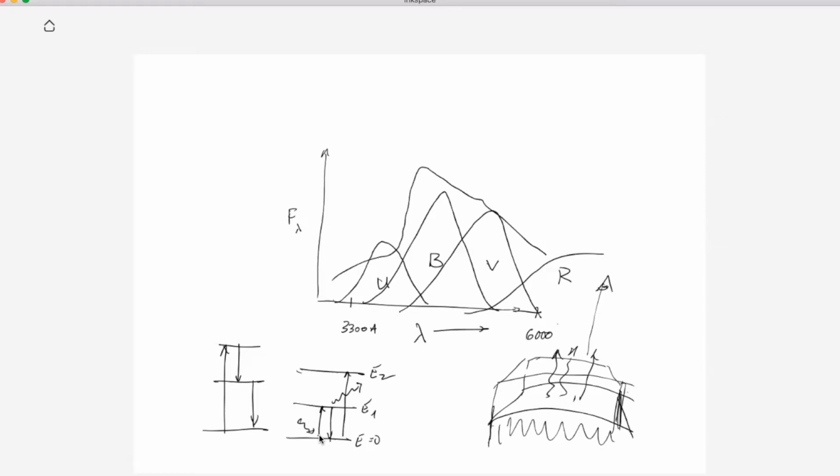And so you see in normal stars that have high enough densities in atmospheres like the sun, you see only absorption lines in the spectrum, hence the origin of spectral types. Okay?